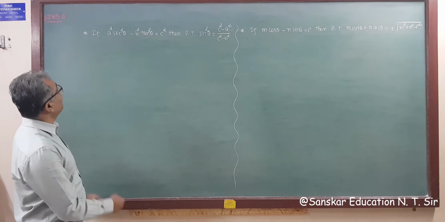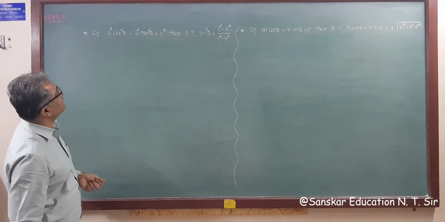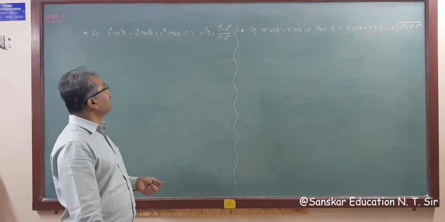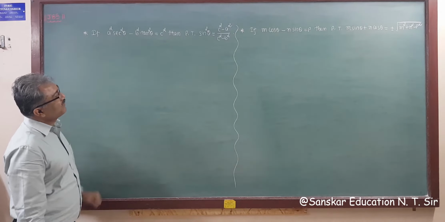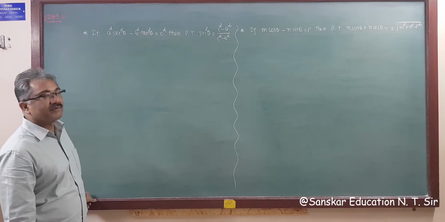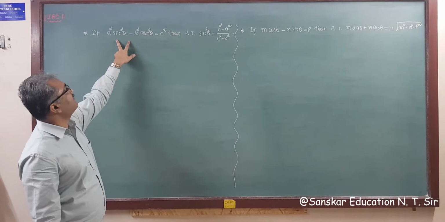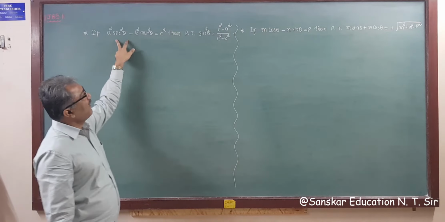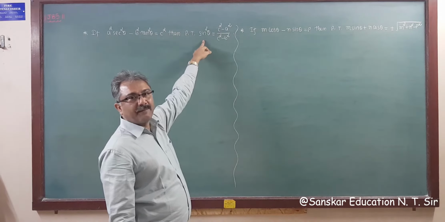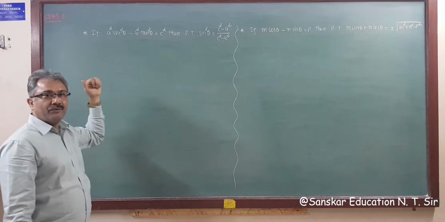Next question is, if a square cosec square theta minus b square tan square theta is equal to c square, then prove that sin square theta is equal to c square minus a square upon c square minus b square. So given is in the form of sec and tan and we want sine. So how are we changing here?